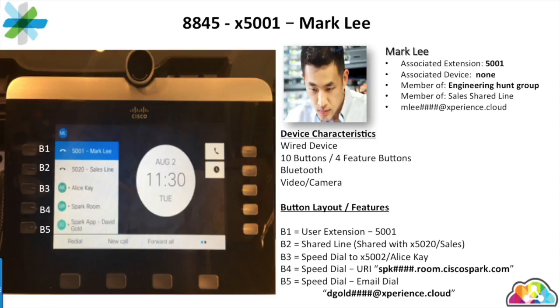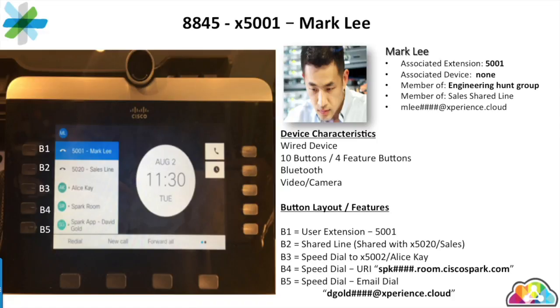So the difference here with the 8845 is while it is a wired device and so has 10 buttons, 4 feature buttons, it does support Bluetooth and does have integrated video. What's really nice about this capability is now, should you call the SX10, which we'll get to on the next slide, or even dial someone external to the kit via video, you are able to demonstrate and enjoy a video experience between the users.